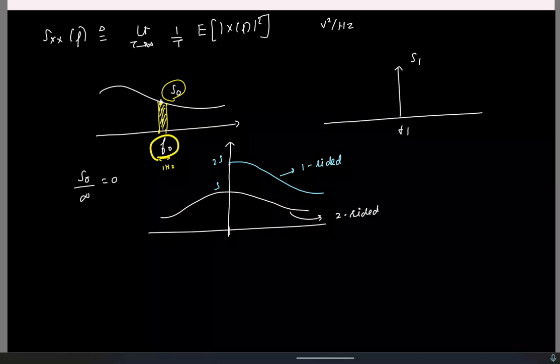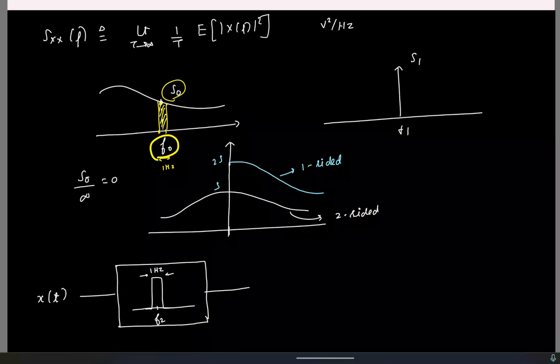Now the other way to interpret power spectral density is this. Say I take a signal x of t and pass it through an ideal bandpass filter with a center frequency of, say, some f2 and bandwidth of 1 hertz. So the output I'll get is some signal. I'll take the power in this signal. That will be equal to my power spectral density at f2. Again, it says what is the power in the signal around the frequency f in a 1 hertz bandwidth. Okay, is that point clear?